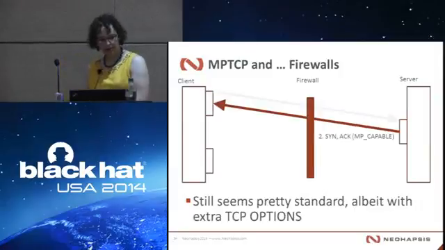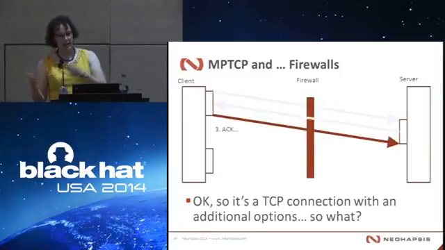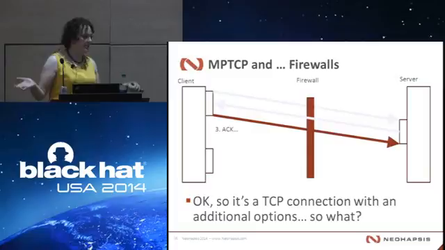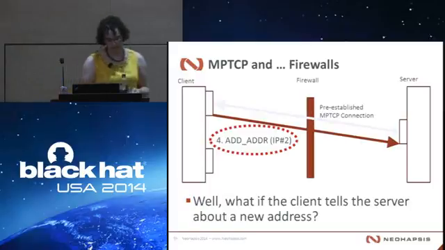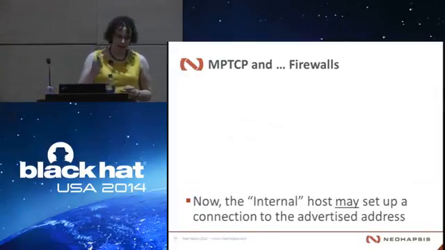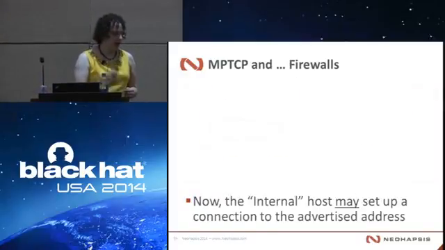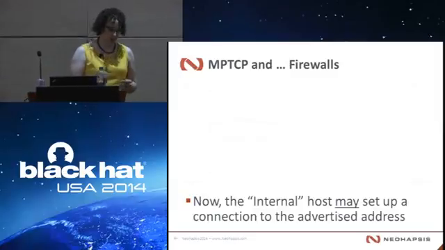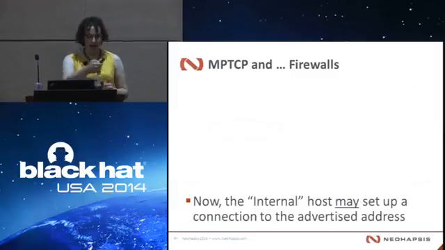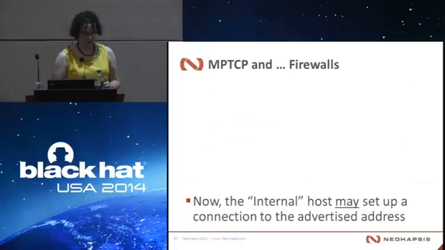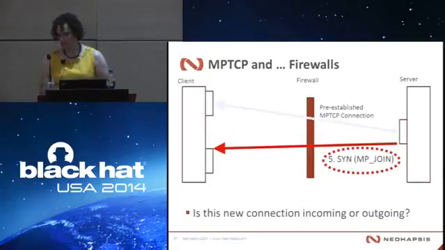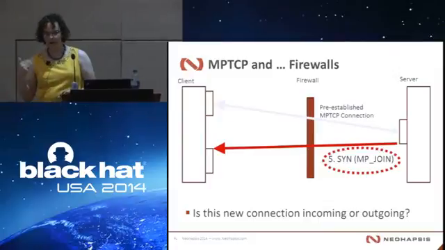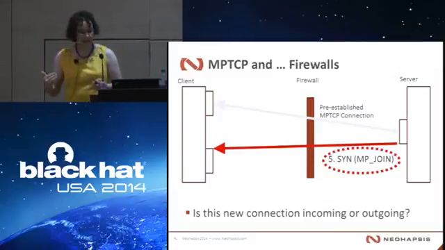Set up our multipath connection. SYN, SYN-ACK, ACK. Okay, it's a TCP connection. Well, let's tell the server that I have another address. In the specification, that server now has the option to set up a connection back to that address. Is that incoming or outgoing? You're talking about your firewall policy. What does that mean?